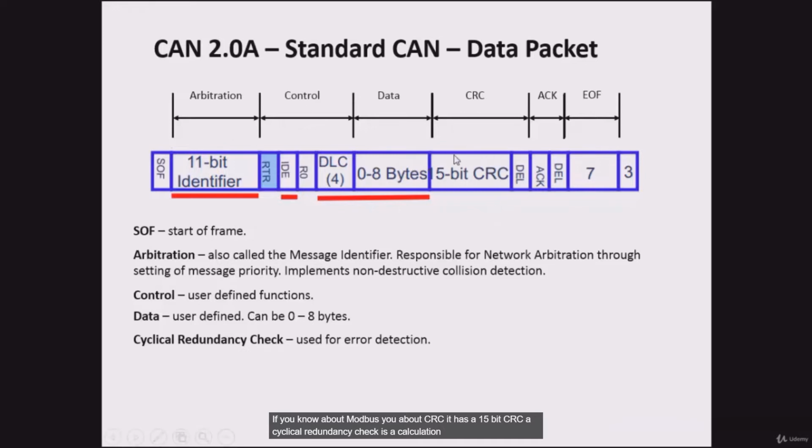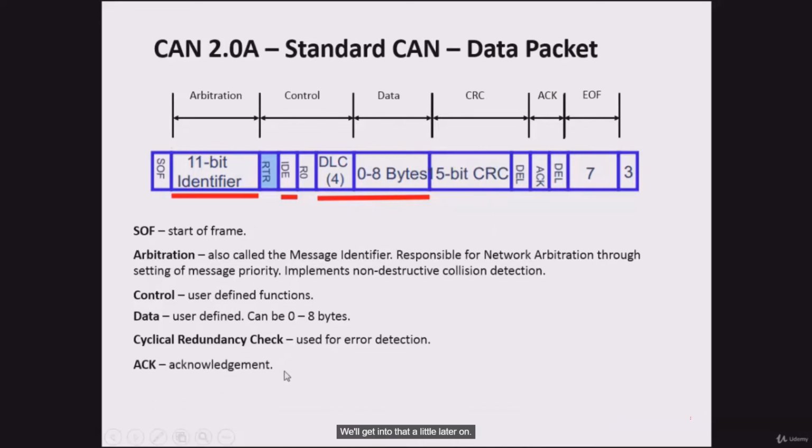A cyclical redundancy check is a calculation that's done on the preceding bytes or bits in the frame, and then stored here. And then when this frame is received by the receiving device, the cyclical redundancy check is done again. The calculation is done and compared with what it receives to know if it's valid or not. If it's the same, it's good.